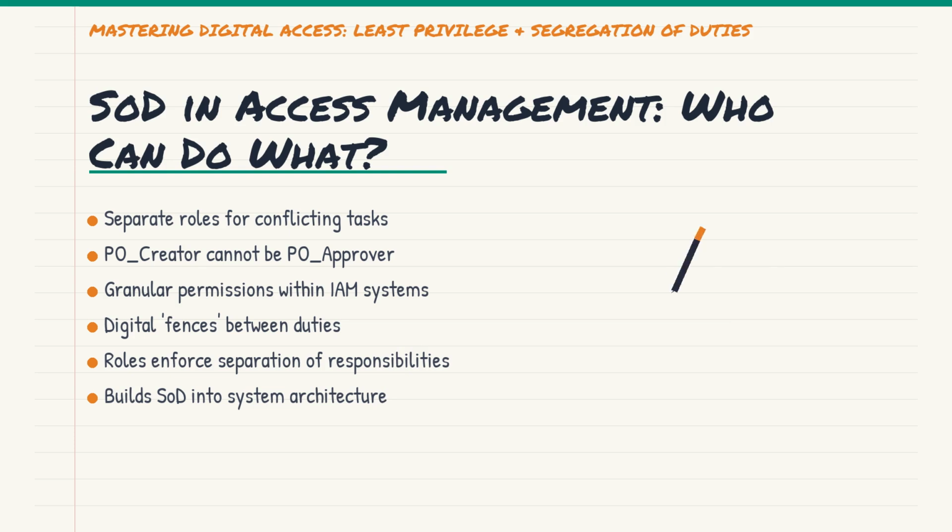Instead of just giving access to POs, we define granular roles like PO_creator and PO_approver. These roles would have distinct permissions. A user assigned the PO_creator role couldn't possibly approve a PO, and vice versa. Modern IAM solutions, like those from cloud providers, allow you to create these roles and assign specific permissions, ensuring that the critical step-by-step processes of a business are explicitly separated by different user roles. It's a digital fence between conflicting duties.